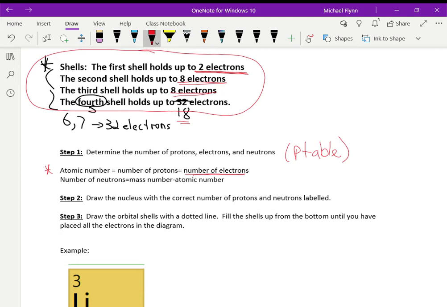Now, part of step 1 is the number of neutrons. Well, you get that by just subtracting the atomic number from the mass number. So we'll look at an example in a moment, but I showed you that already.